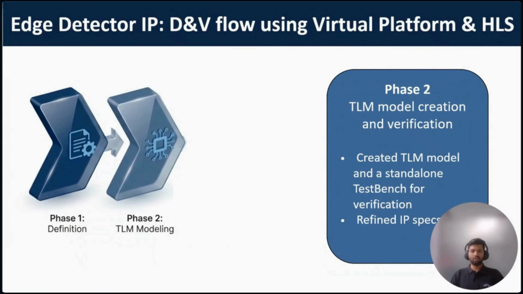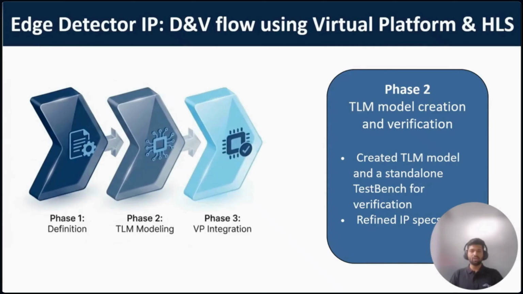TLM, or transactional level modeling, models the IP's behavior at the transactional level, that is, correct data in and correct data out without simulating individual clock cycles. This level of abstraction is ideal for early verification. Alongside the TLM model, we also built a unit testing framework, a set of directed tests that exercise the IP's functionality in isolation. Through the standalone unit test setup, we were able to catch design flaws and refine our specs long before touching the HLS or the RTL.